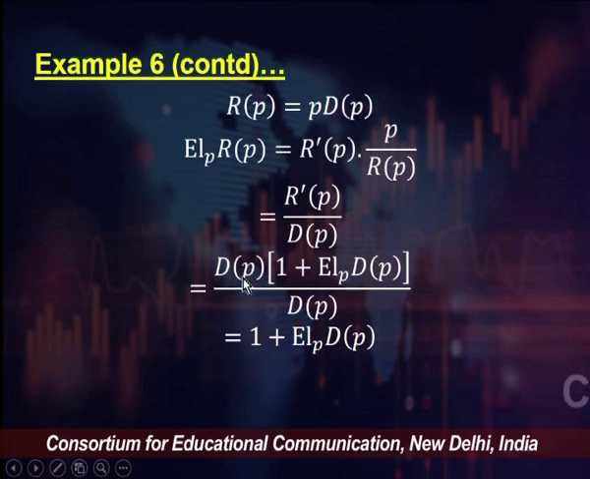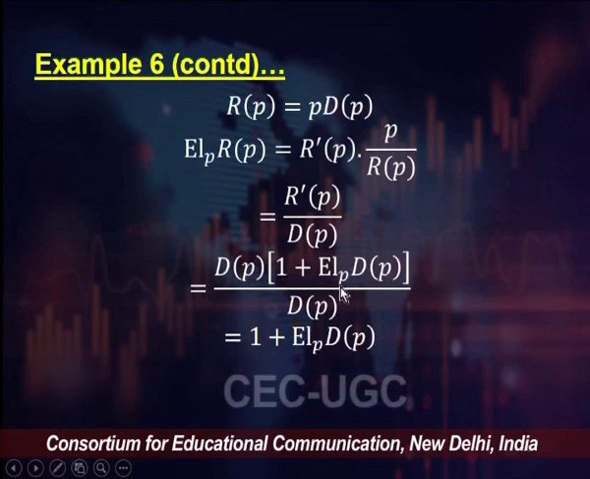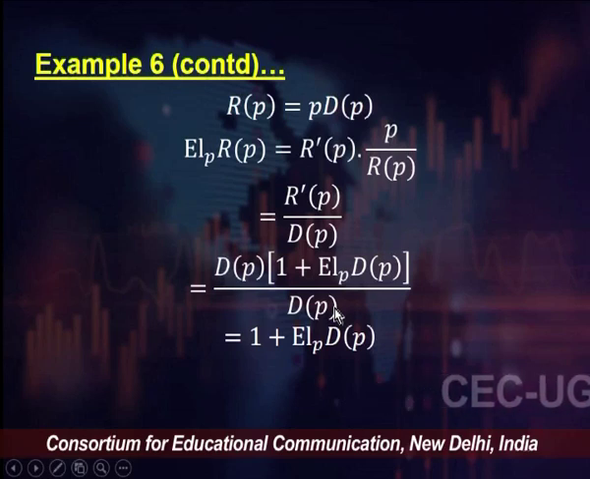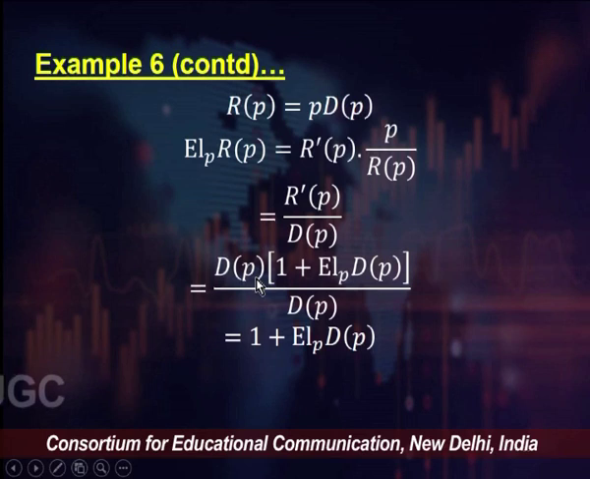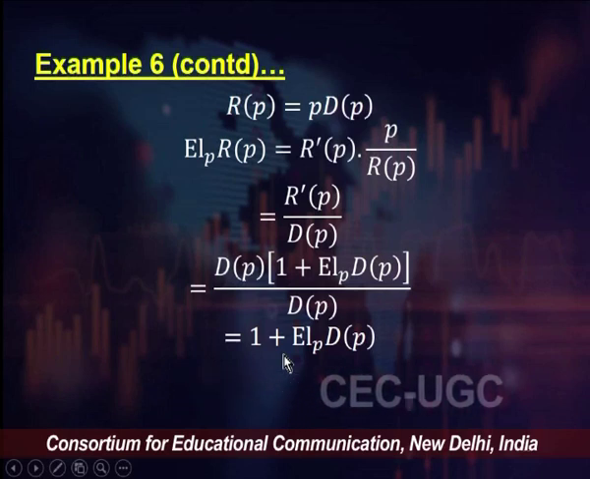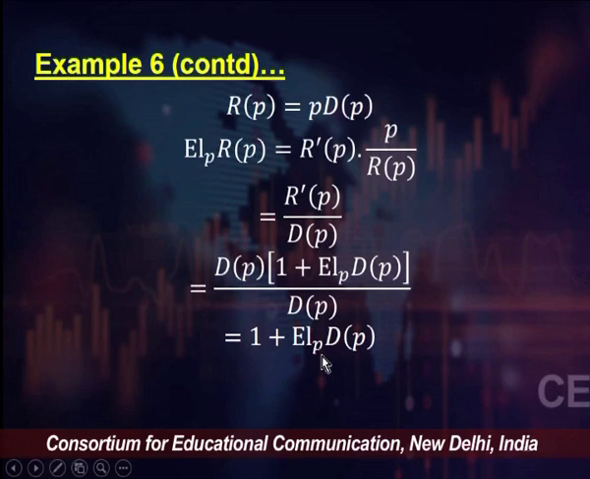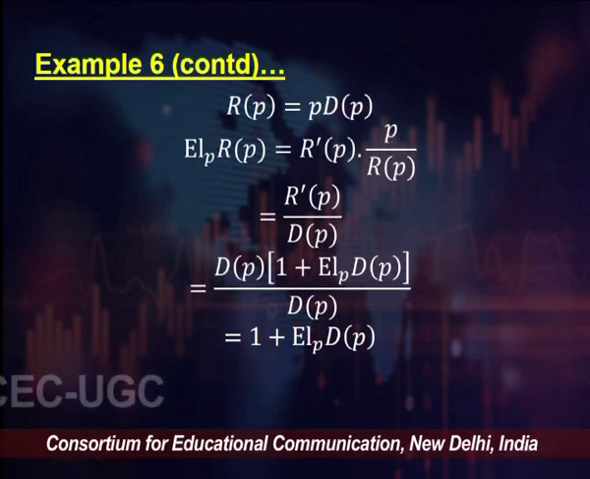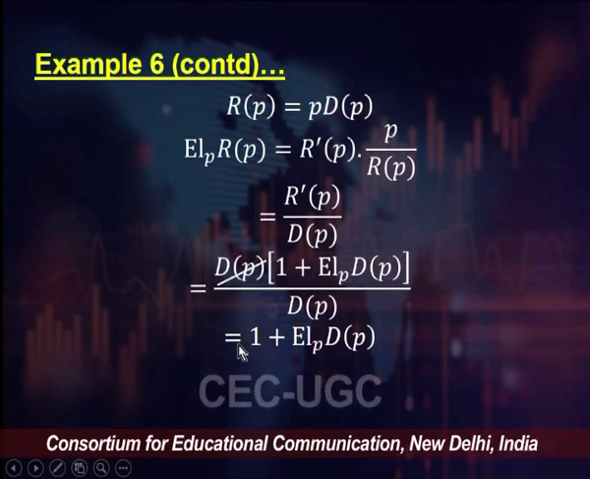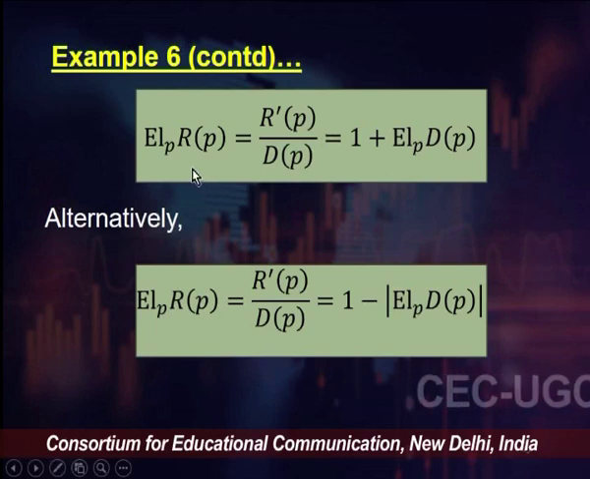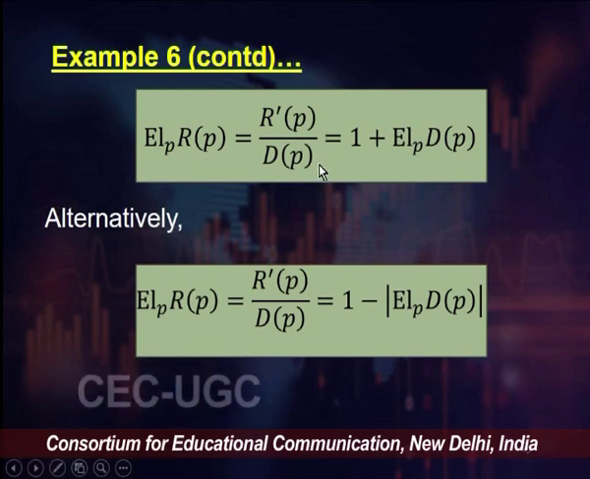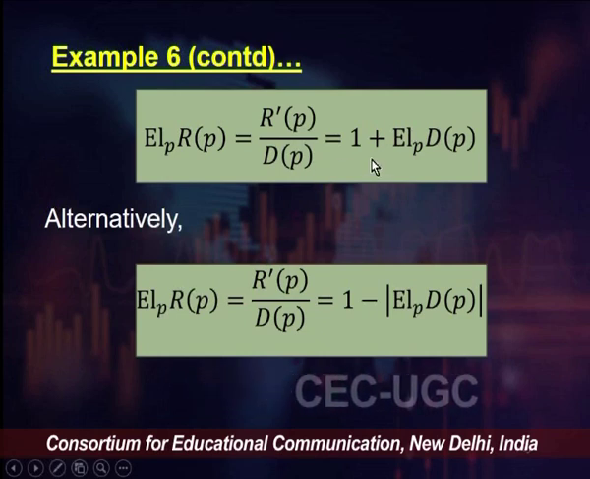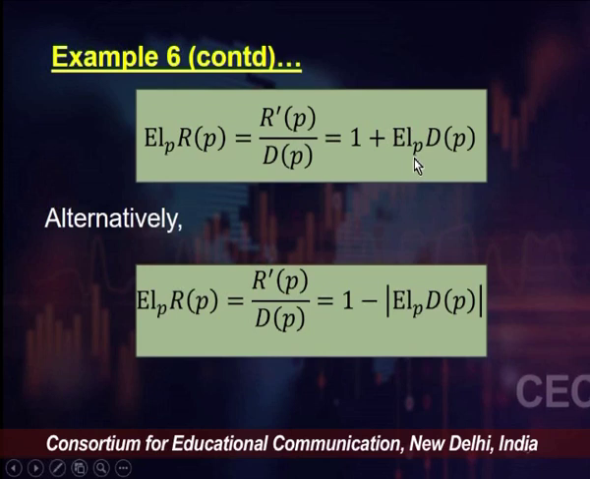So r prime of p, from the previous slide, is d of p times 1 plus the elasticity of demand with respect to price, divided by d of p. d of p will get cancelled in both the numerator and denominator to give us the elasticity of revenue with respect to price as 1 plus the elasticity of demand with respect to price. So this is the result we have, and we have now written the elasticity of revenue with respect to price as r prime of p divided by d of p, the demand, which is then 1 plus the price elasticity of demand.